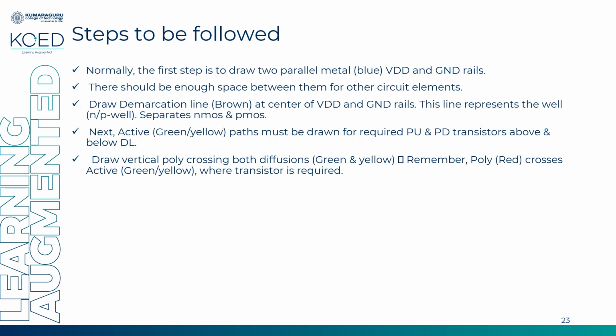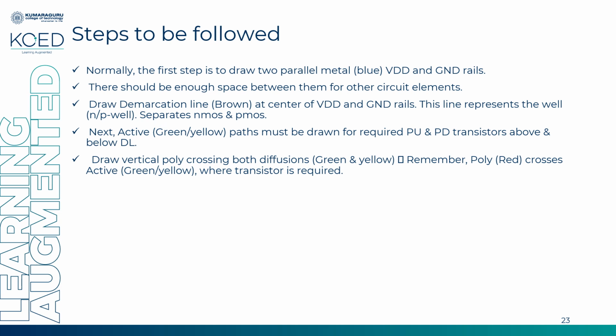What are the steps to be followed? Suppose I'm giving you a Boolean logic; with the help of the CMOS circuit diagram, I must look at the connections and the number of transistors. First I must draw the supply line and ground line, VDD and ground, which are nothing but metal one lines, and I must leave enough space between VDD and ground. In between VDD and ground I must draw the circuit, and then a demarcation line to separate the PMOS and NMOS network.